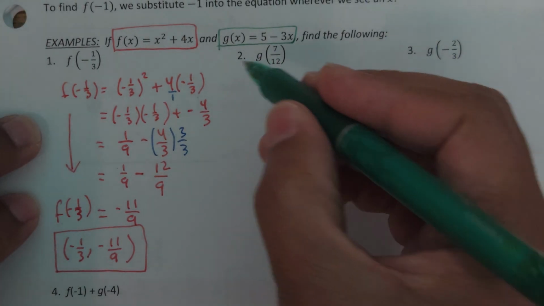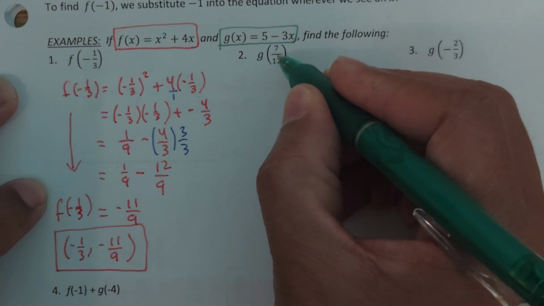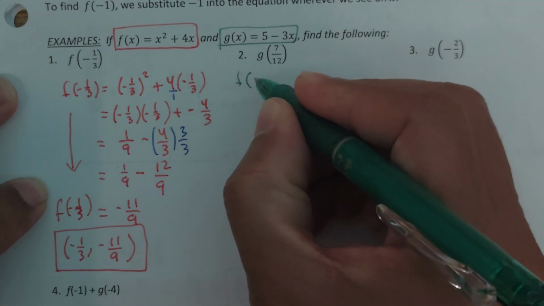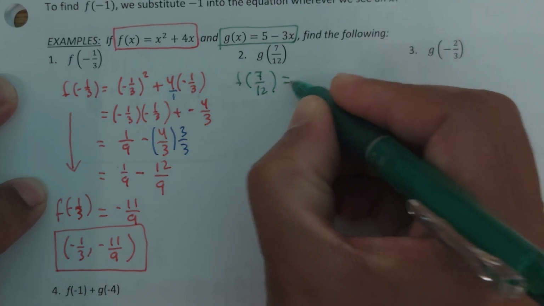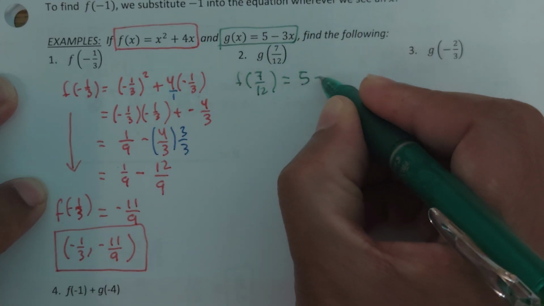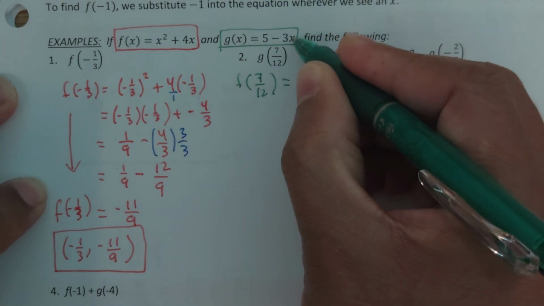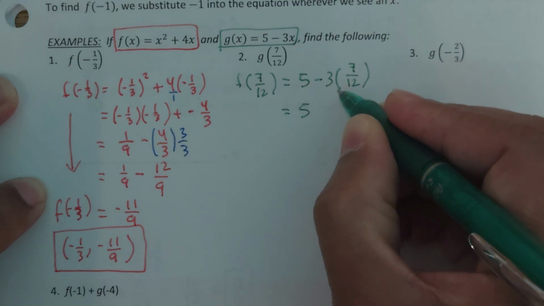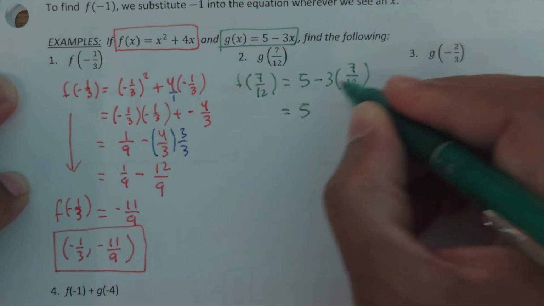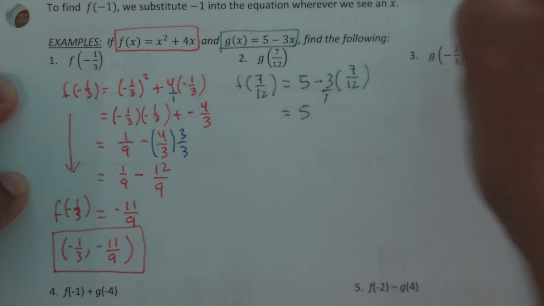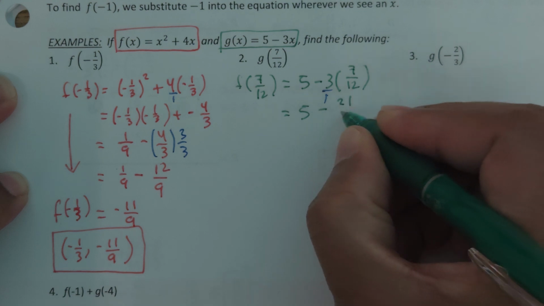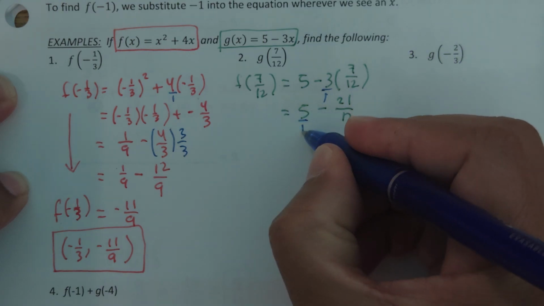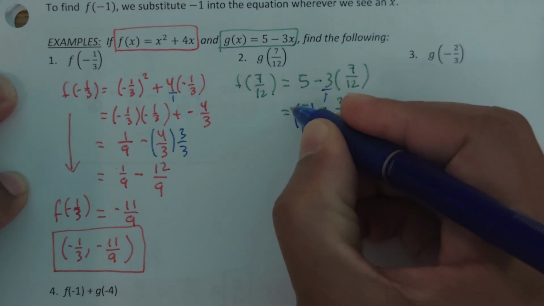All right, so for the next example, notice that this is g. So what that means is that wherever I see an x, I'm going to substitute 7 over 12. So then g of 7 over 12 is equal to, there's a 5, so there's that 5 minus 3, and then instead of this x, 7 over 12. So then this is equal to 5, negative 3 times 7. Again, this is implied to be over 1. So that's minus 21 over 1 times 12 is 12. This is implied to have a 1 under it. So then multiply by 12 over 12.